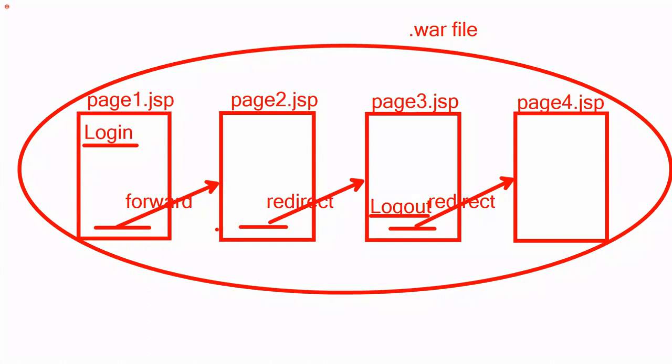Is it over? So here forward, same request comes, redirect, new request, redirect, new request. So the request is finished on the second page only. Login page 1, logout page 3. Session will be completed in page 3 only. But this is the entire application, application scope. You can access. Okay. I'll give a description about this diagram.